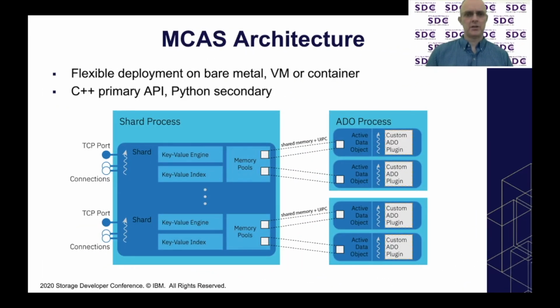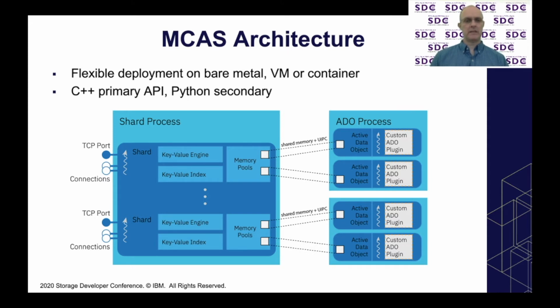The MCAS architecture is primarily software defined. It supports a flexible deployment model on bare metal, virtual machines, or containers. The primary API is C++, however we do support Python as a secondary language. And the APIs are on the client side as well as the ADO plugin side. A deployment typically consists of a shard process together with one or more ADO processes.